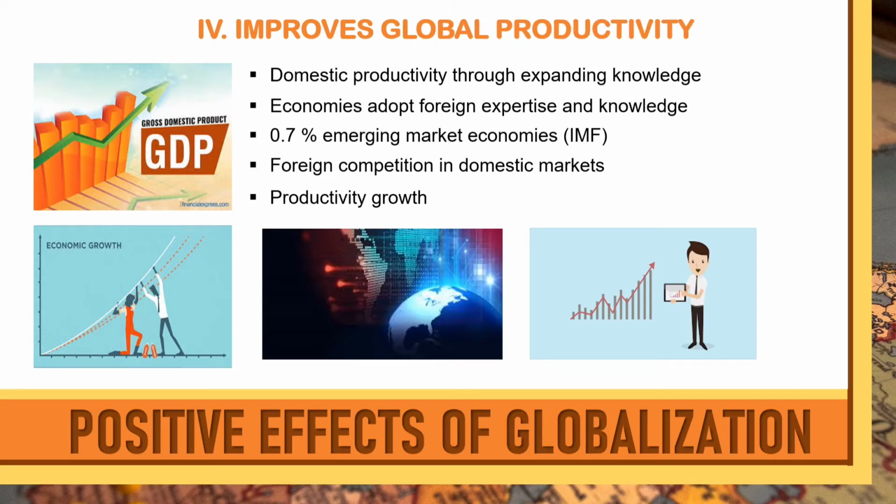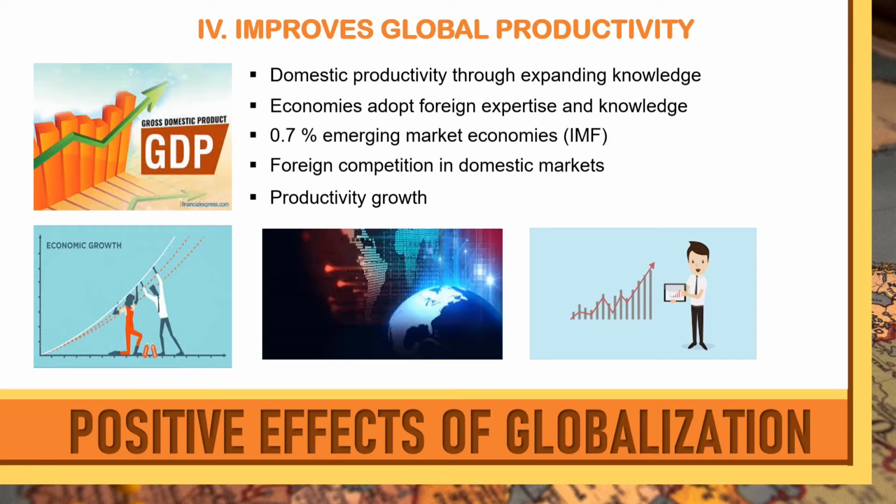The fourth positive effect of globalization is that it improves global productivity. Globalization improves domestic productivity through expanding knowledge. Allowing foreign imports increases competition and enhances the spread of knowledge across international borders. This foreign knowledge has allowed economies to adopt foreign industry best practices and increase productivity. The increased transfer of foreign expertise and knowledge led to an increase in domestic productivity.